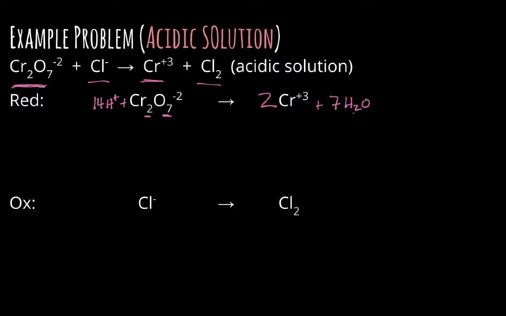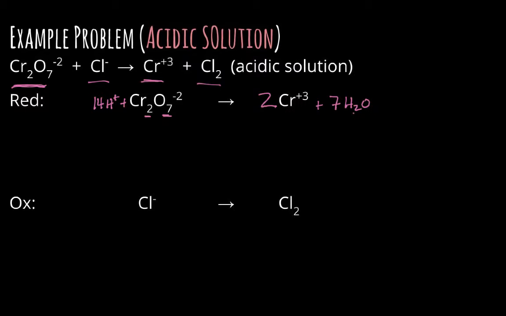So I've done all my balancing of mass. So I have 14 H's on both sides. I have 7 oxygens on both sides, and I have 2 chromiums on both sides. So that's my first step. The next step is going to be to balance the charge. So I'm going to look at the total charge on the left and the total charge on the right, and I'm going to add the electrons where they need to be here.